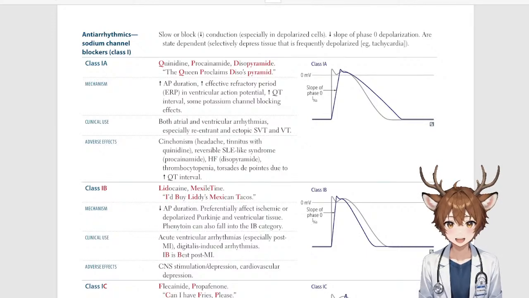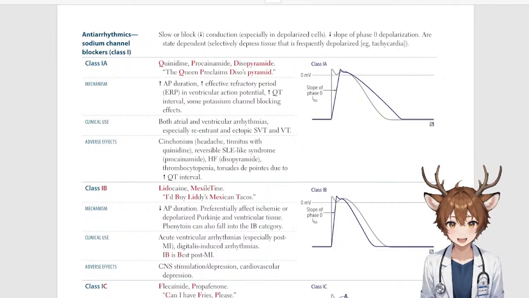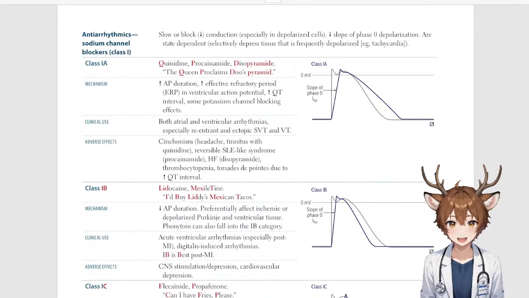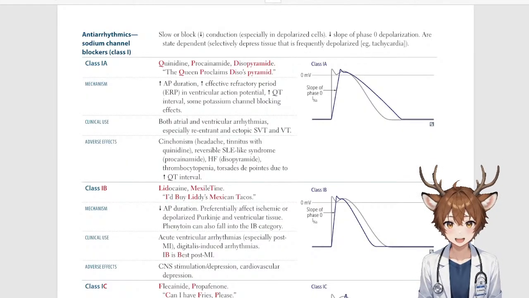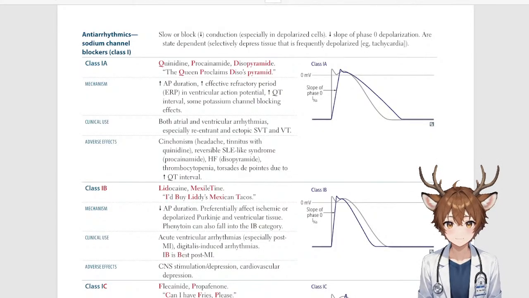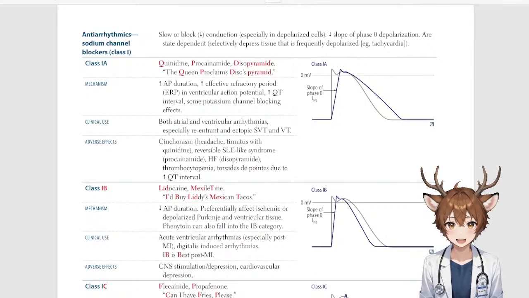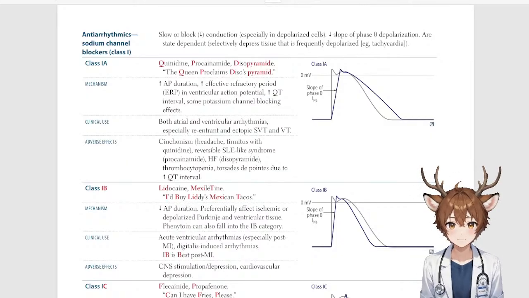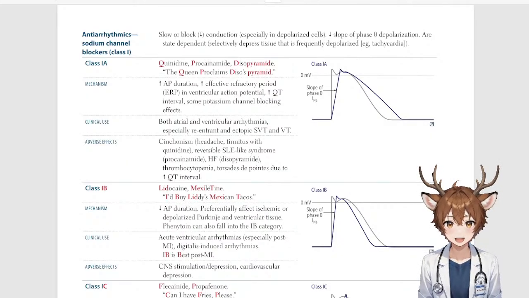Anyway, mechanism class 1B: weak sodium channel blockade, decrease in AP duration. Preferentially affects the ischemic or depolarized Purkinje and ventricular tissue. So they're basically focusing more on the ventricular region as opposed to the supraventricular area. It's the below part of the heart, you could say. Clinical use: acute ventricular arrhythmias, especially post-MI, digitalis-induced arrhythmias. IB is best post-MI. So 1B is best post-MI.